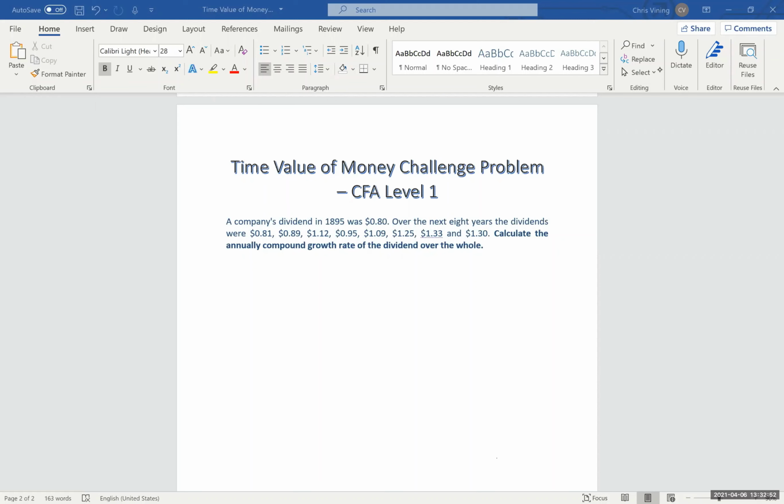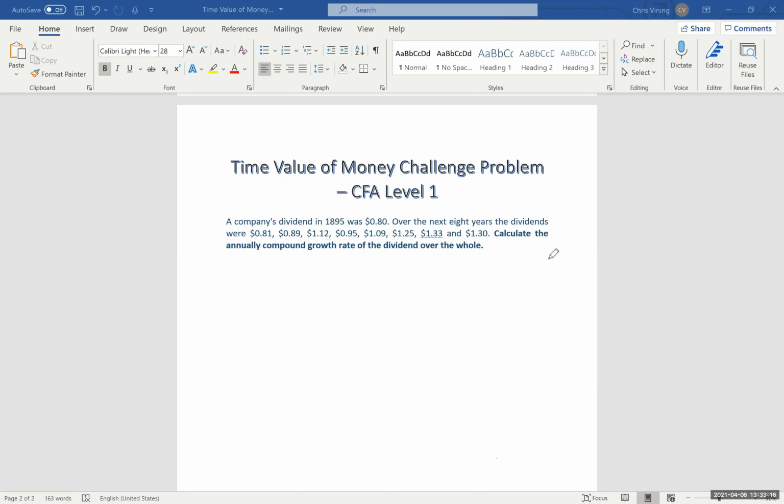Time value of money, challenge problem, CFA level 1. So let's take a look at this problem here. It looks pretty intimidating upon first glance. So we're going to see what's going on with this. I think you'll be confident that this is not quite as bad as it looks once we get into solving it here. So let's read what it says.